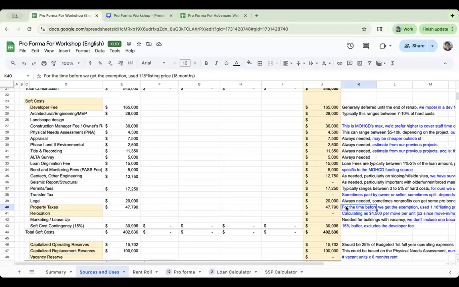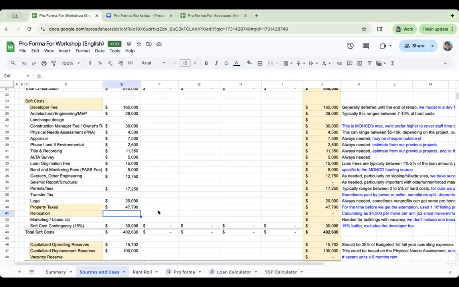However, as my note says here, this is for the time before we get approved for the exemption, because we do have to pay property taxes up until that point. They'll get reimbursed, but we want to account for that payment that we'll have to make. So we use an 18-month period, and then we just use the actual property tax percentage that we have in San Francisco. So that's how that's calculated.